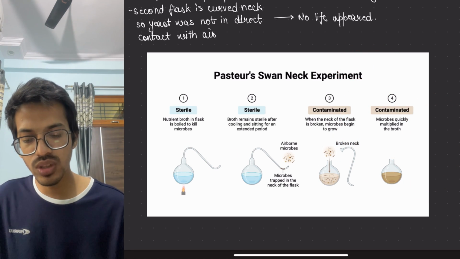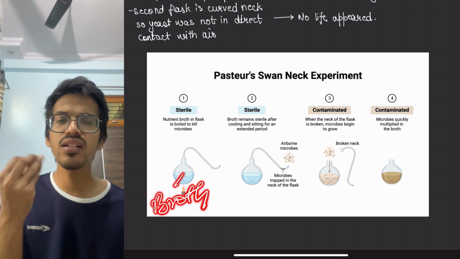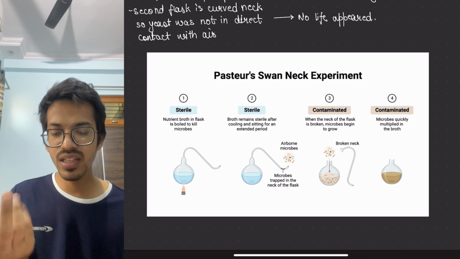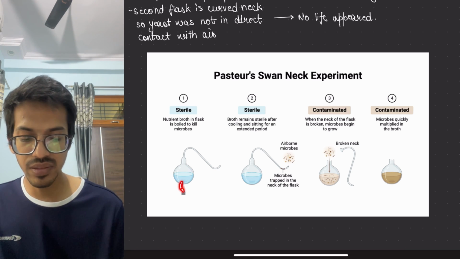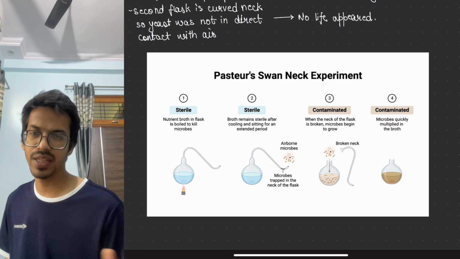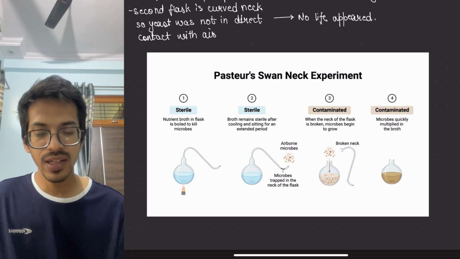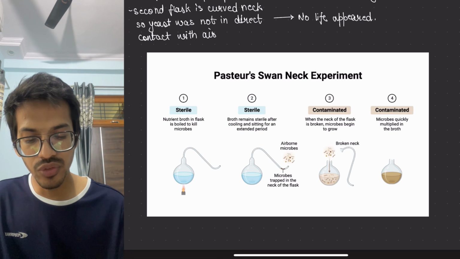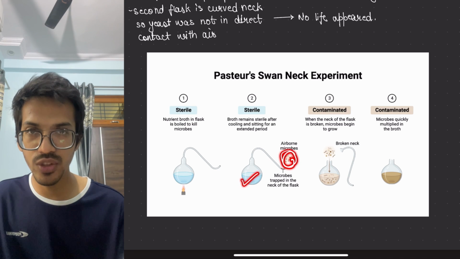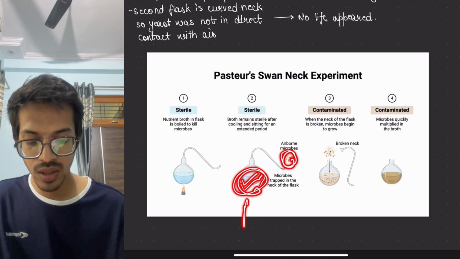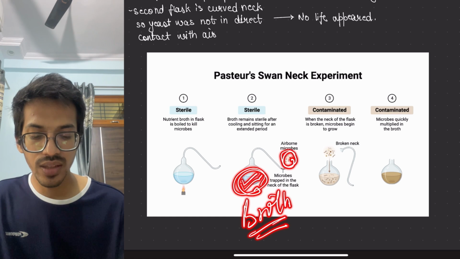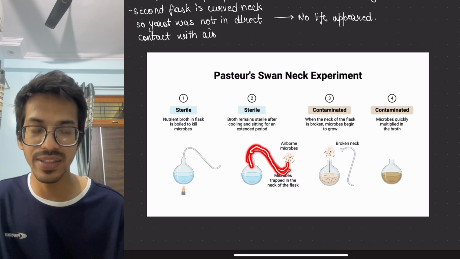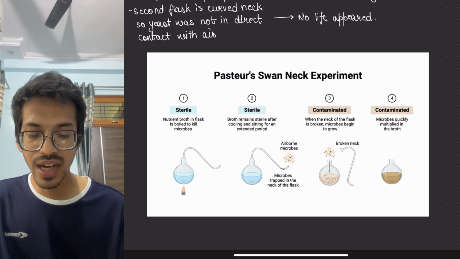He took the broth. What is the broth? It is water, sugar, and yeast content, and he boiled it. So it leads to the multiplication of the yeast. Now what happened? In one case he found that none of the microbes that can feed on the yeast, and this broth is the food for the microbes, were able to reach here because of the swan neck. It is so long that they won't be able to travel, so they are trapped over here.